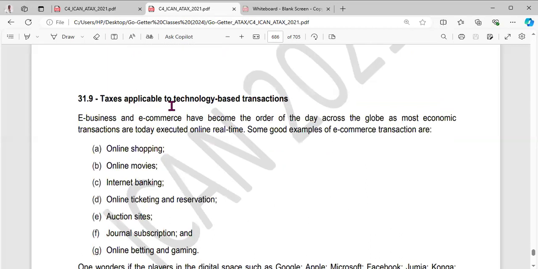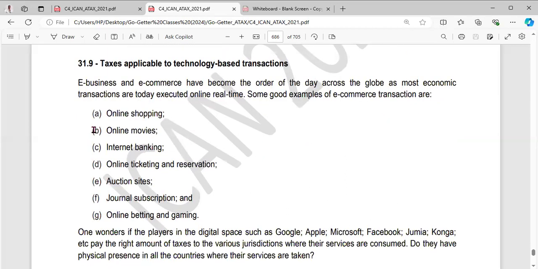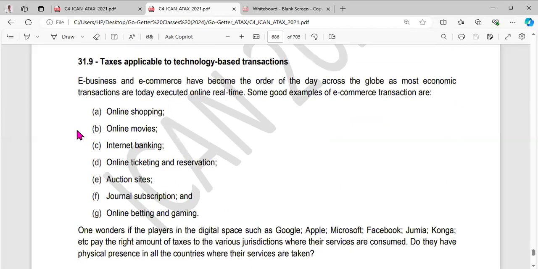Now, taxes applicable to technology-based transactions. E-business and e-commerce have become the order of the day across the globe. And some of the examples of e-commerce here include online shopping. We know online shopping apps like Amazon, Jumia. We have online movies. You go to Netflix, even Telegram now has movies. Go to Netflix, you take movies, go to YouTube, you watch movies.